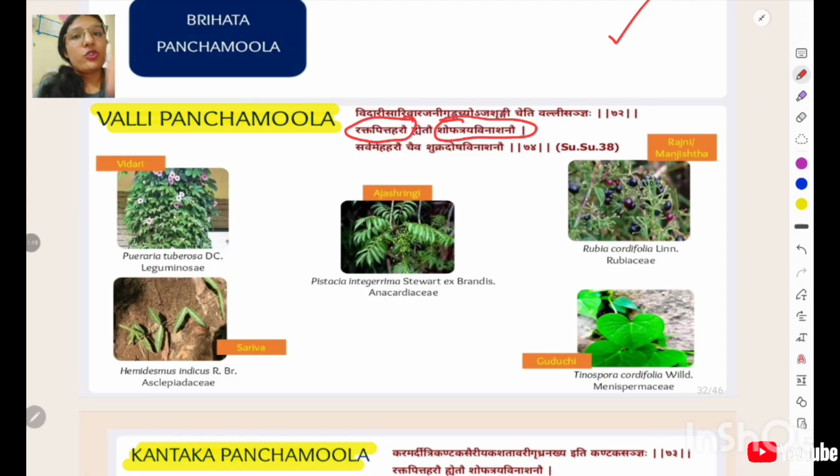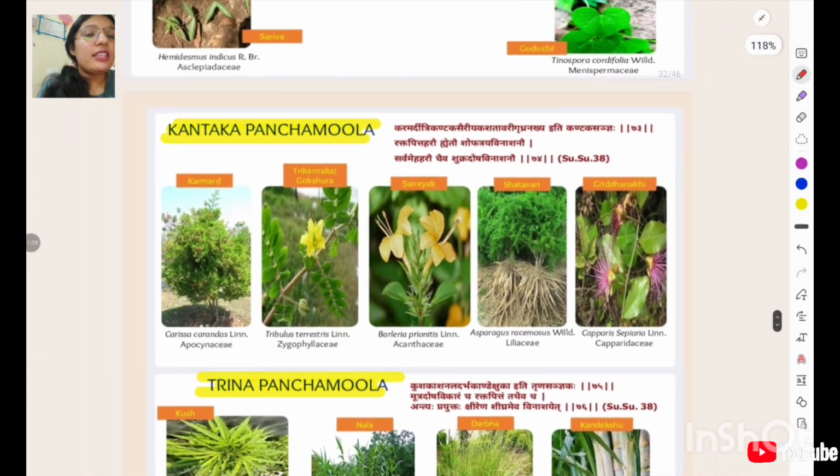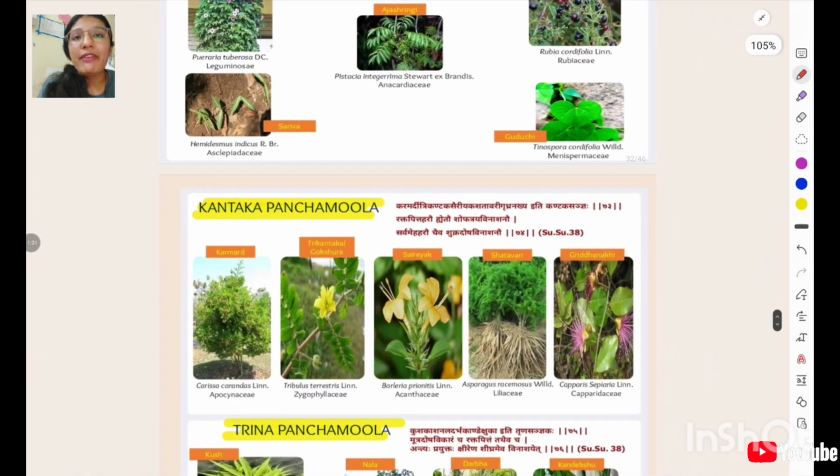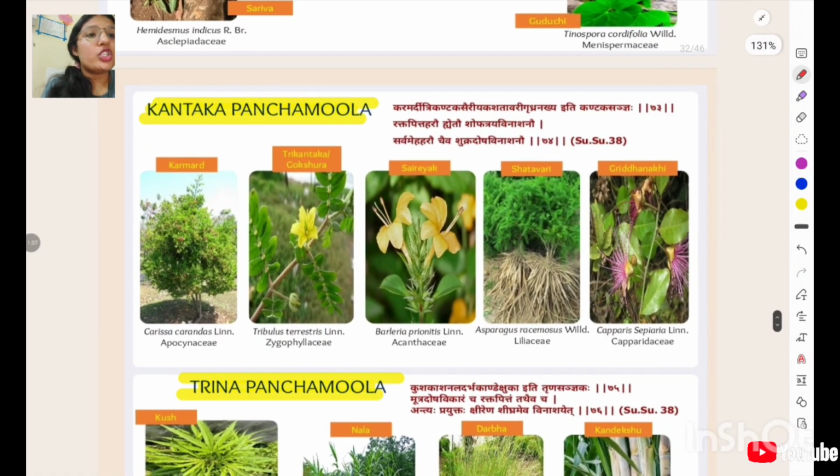In Acharya Charaka Sutrasthana, it is explained that shotha is of 3 types. All 3 types of shotha are managed by this Valli Panchamula. Next is this Kantaka Panchamula, and the Valli Panchamula and Kantaka Panchamula have the same clinical action: Rakta Pittam Haram, Shothahara. It includes Karamarda, Gokshura, Sairika, Shatavari, and Gridranakha.